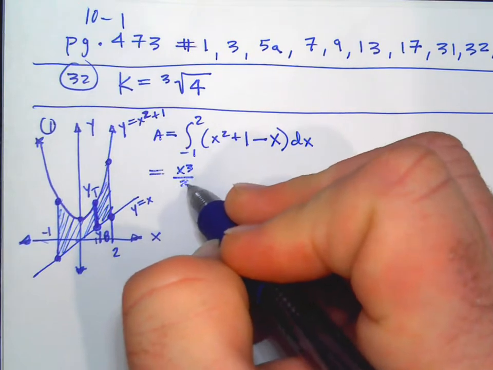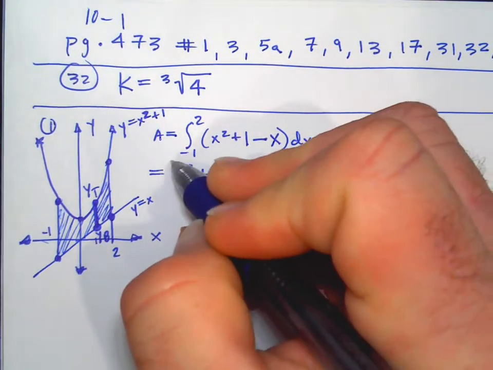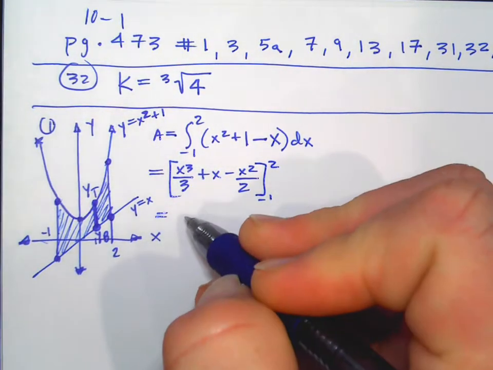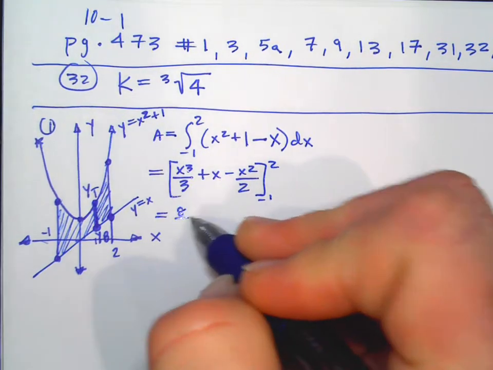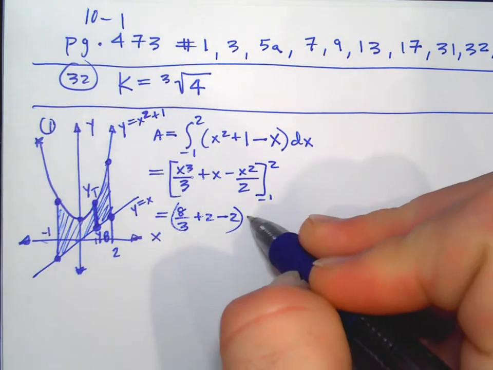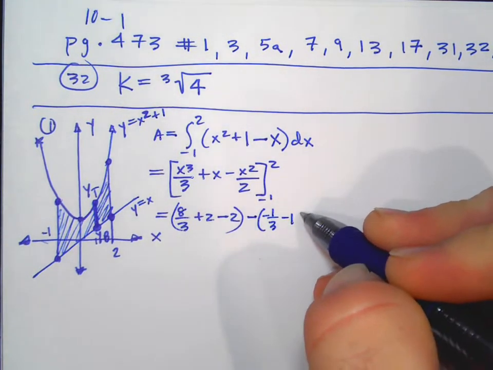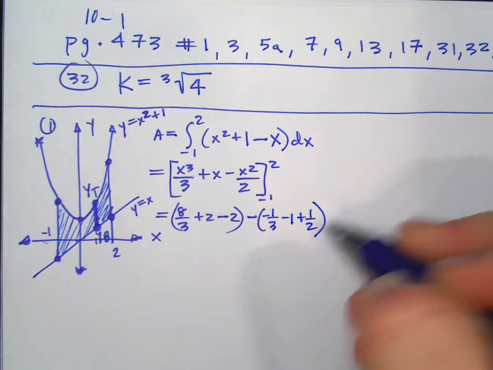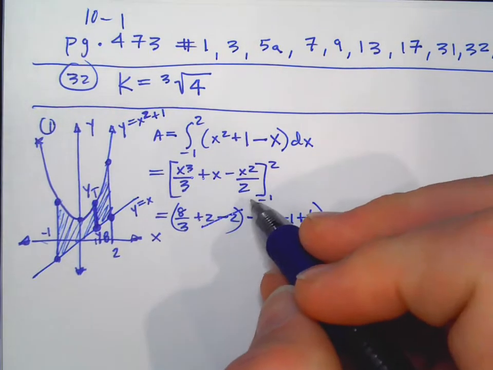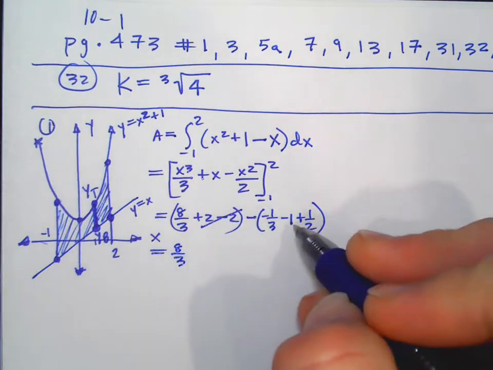Antiderivative: x cubed over 3 plus x minus x squared over 2, from -1 to 2. Plug 2 in. You're going to get 8/3 plus 2 minus 2. Plug -1 in. You're going to get -1/3 minus 1 plus 1/2. And you've got to distribute that subtraction. So the 2's are going to cancel. And so we're going to get 8/3.